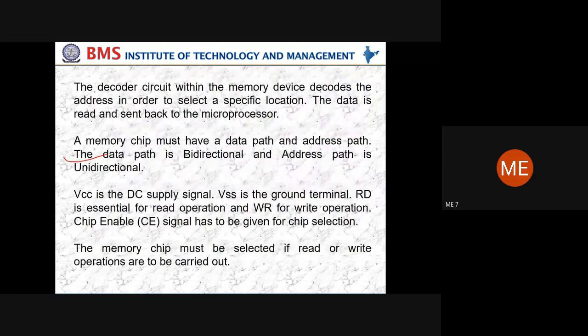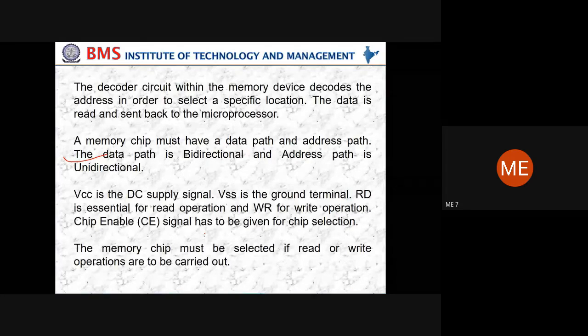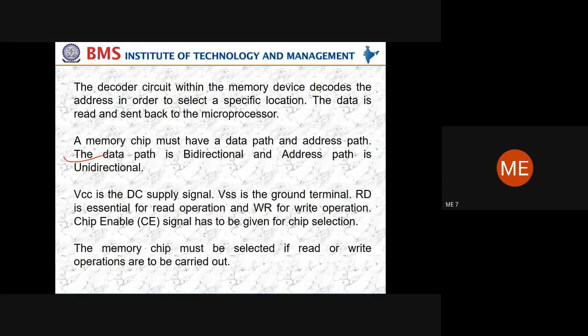Then CE, that is chip enable, is used for chip selection. When I say chip enable, it switches between the RD and WR signals. You have to select either the RD signal or the WR signal through the chip enable signal, which is used to switch back and forth between RD and WR.